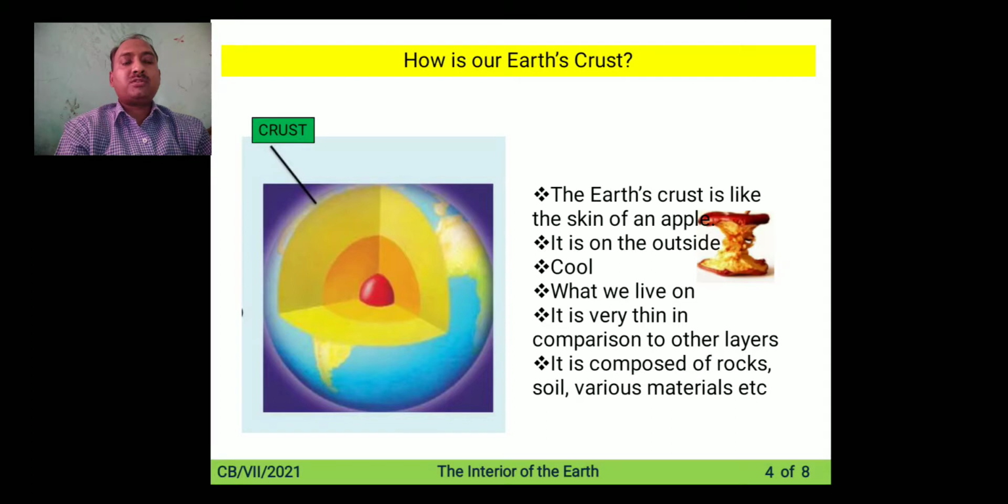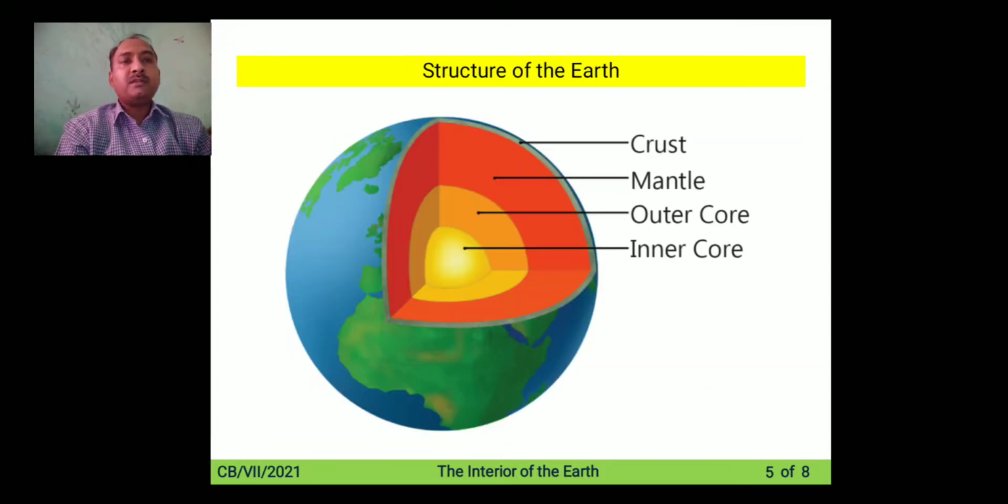You can observe this slide, and through it you can understand that this is the outermost layer, about 35 kilometers from the surface of the earth. Here the structure of the earth is shown. Observe this diagram and try to understand what structure is shown. The outermost layer is known by the name of crust.